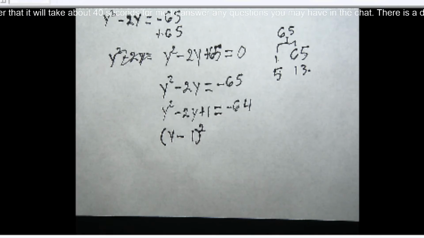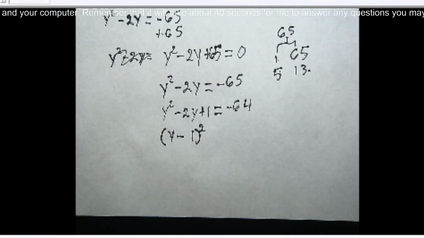A perfect square trinomial factors to something that is squared. So in this case, it's y minus 1 squared. Another way you could say that is y minus 1 times y minus 1. Its pair of factors will always be the same.